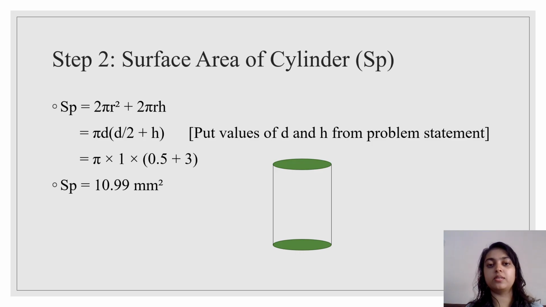So step number 2 is the surface area of the cylinder, that is Sp. Here I have shown one cylinder, right? Let's assume it is a closed cylinder. So this is what? A circle. Area of a circle is equal to what? Pi r square. At the bottom of the cylinder, as it is a closed cylinder, again there is a circle, right? So again the area of the circle is pi r square, and this is what? My height. So related to height, the cylinder's lateral area is what? 2 pi rh.